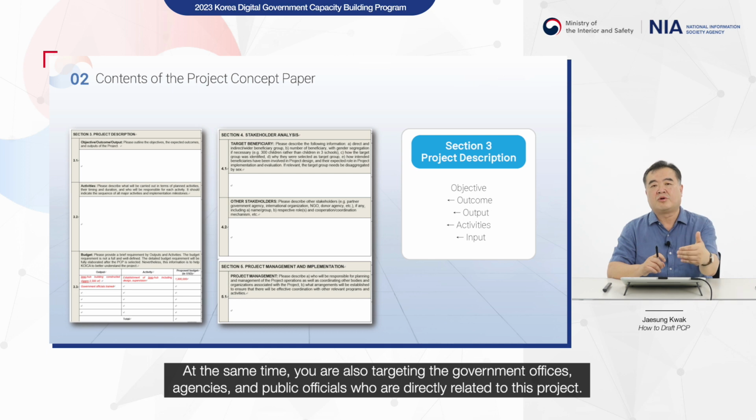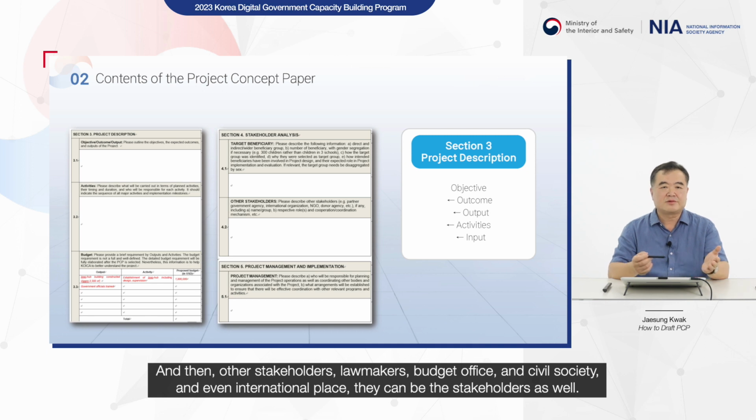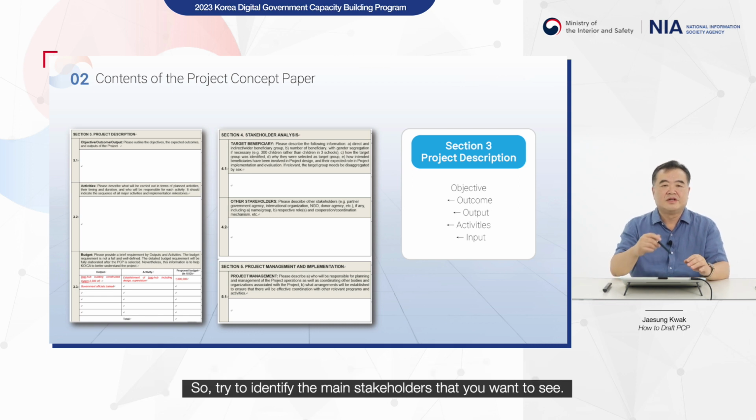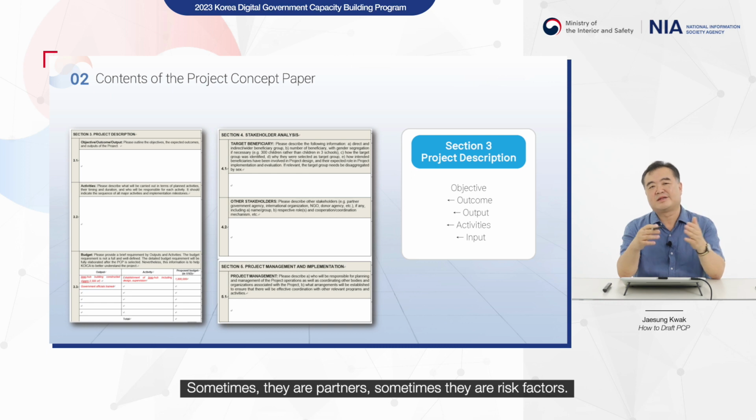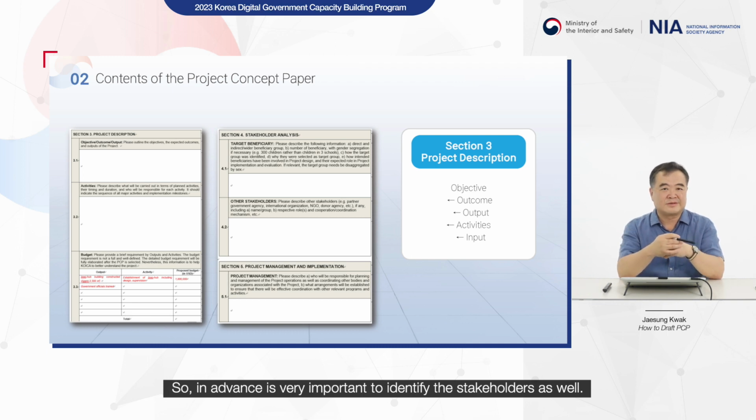At the same time, you're also targeting the government offices, agencies, and public offices, officials who are directly related to this project. And then other stakeholders, lawmakers, budget office, and civil society, and even international players, they can be the stakeholders as well. So try to identify the main stakeholders that you want to see. Sometimes they are partners, or sometimes they are risk factors. So in advance it is very important to identify the stakeholders as well.